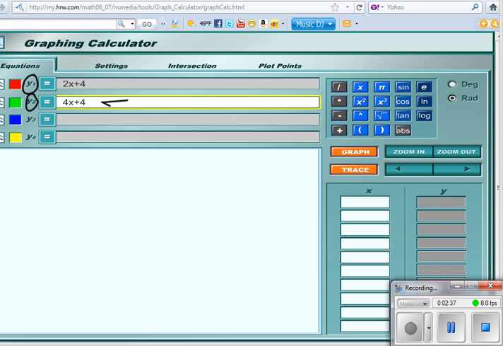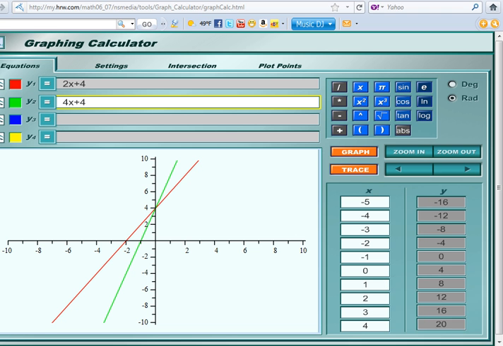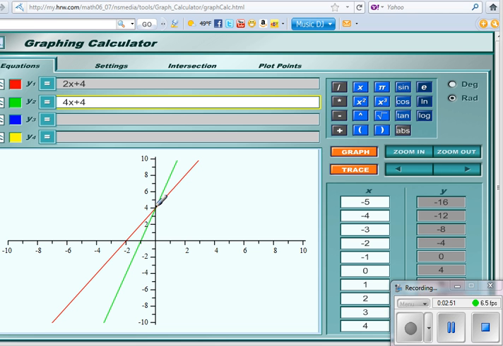So I'm going to go ahead and hit graph here. And there I go. I graphed it. Notice the one in green, the 4x plus 2, it is steeper than the one in red. This is increasing faster than the one in red. So if the slope is greater than the other number, it will increase faster than the other line.